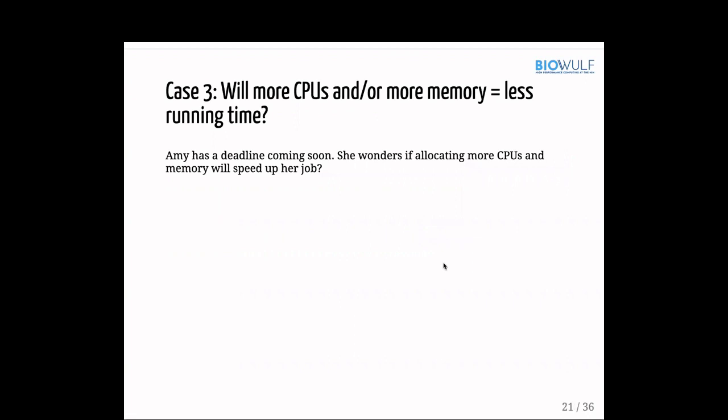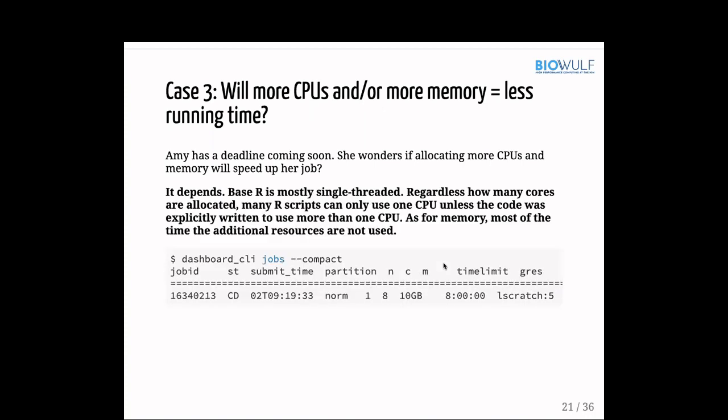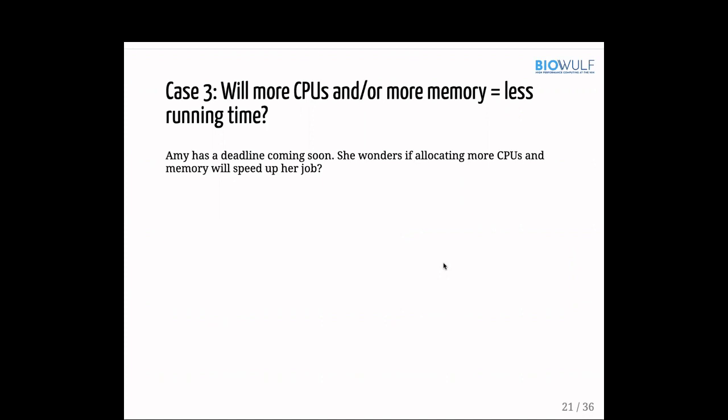All right. So we come to case 3. Will more CPUs and more memory save running time? Case 3 is: Amy has a deadline coming soon, so she wondered if allocating more CPU and memory will speed up her job. Well, I shouldn't put the answer there. Any volunteer?